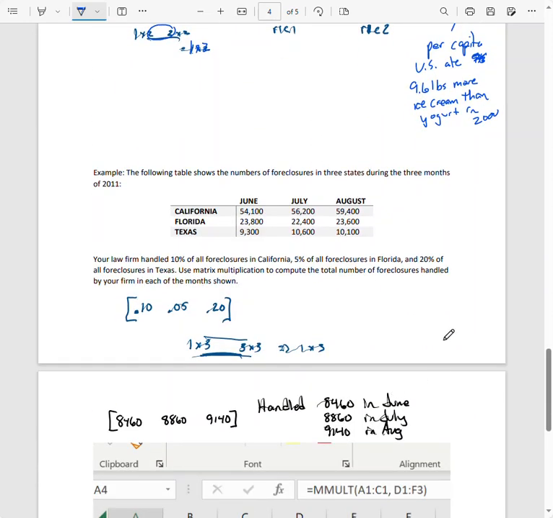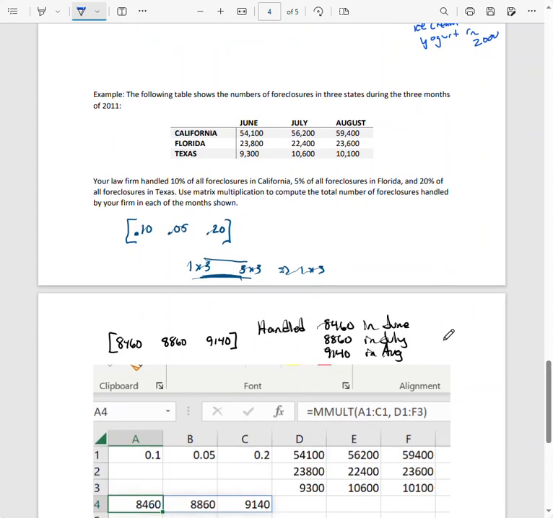All right. Next example, the following table shows the number of foreclosures in 3 states during the 3 months of 2011. California, Florida, and Texas. Let's go big, but there's not enough people in Alaska to go bigger. Your law firm handled 10% of all the foreclosures in California, 5% of all the foreclosures in Florida, and 20% of all foreclosures in Texas. We're going to use matrix multiplication to compute the total number of foreclosures handled by your firm in each of the months shown. Okay, so we're going to turn this into a 3x3 matrix.